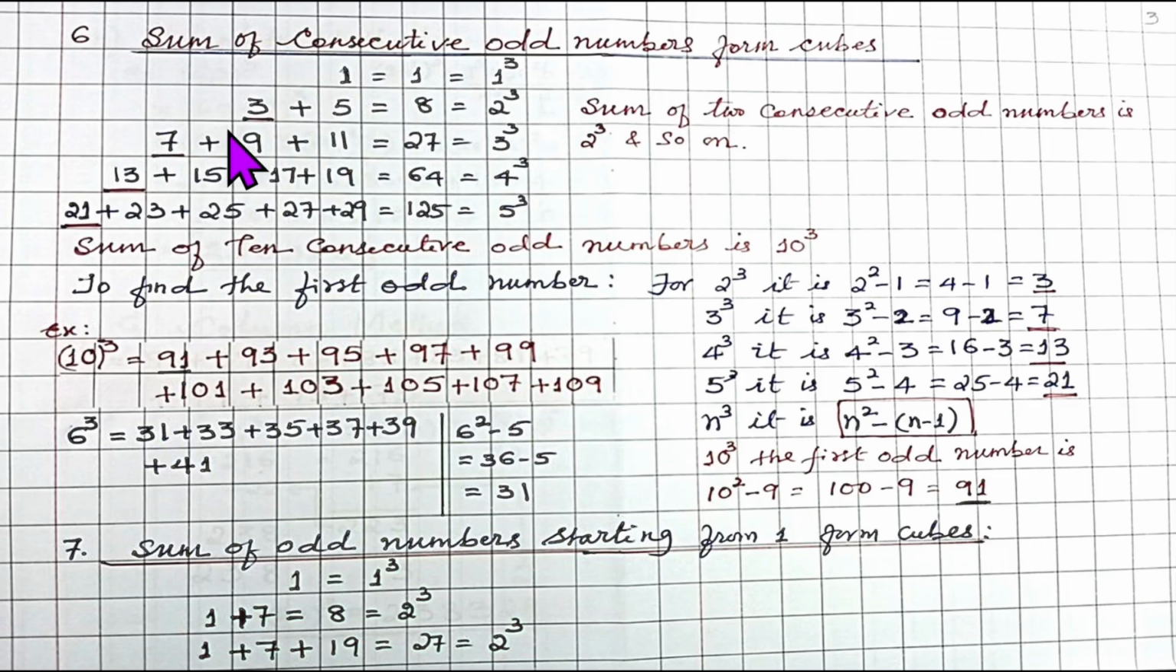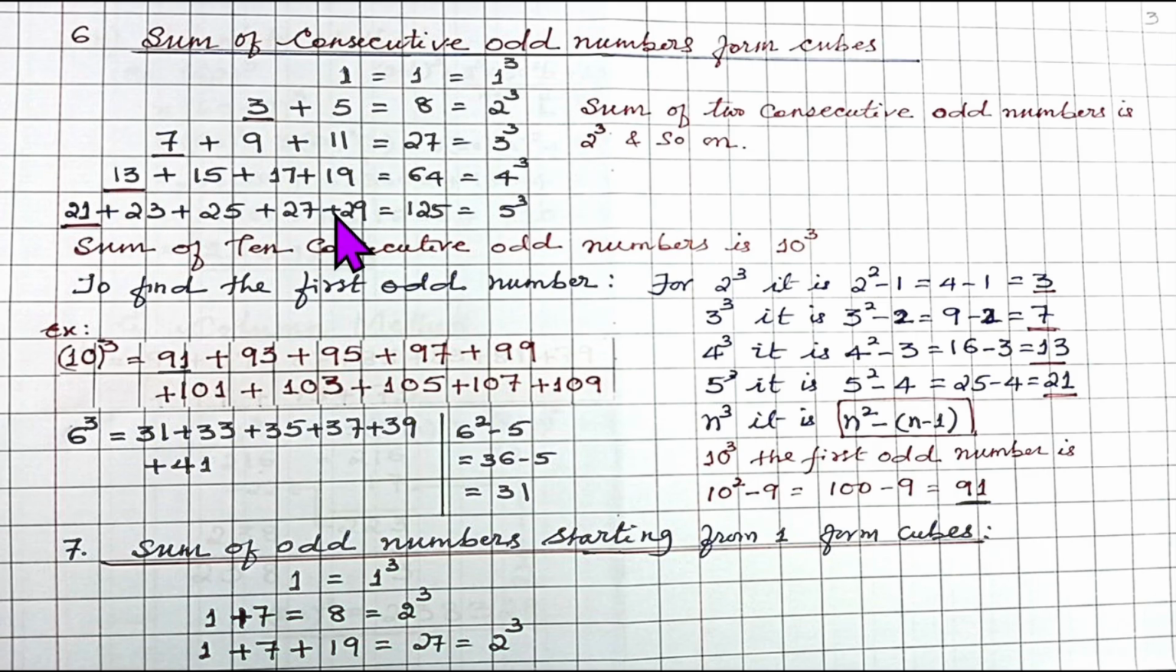Now add 3 consecutive odd numbers, 7 plus 9 plus 11, that is 27, 3 cube. 13 plus 15 plus 17 plus 19 is 64, 4 cube. 21, 23, 25, up to 29, when you add 5 odd numbers, it becomes 5 cube. But the only thing you have to understand here is the first number does not start with 1, it starts with a different number. Here it starts with 1, here it is 3, here it is 7, here it is 13, here it is 21.